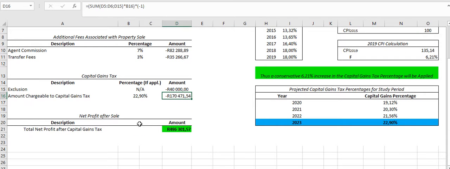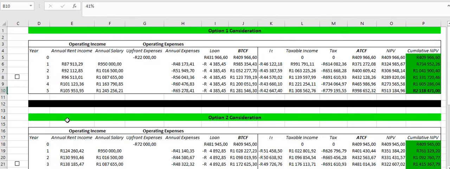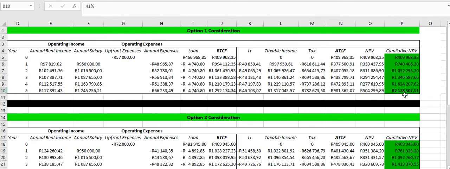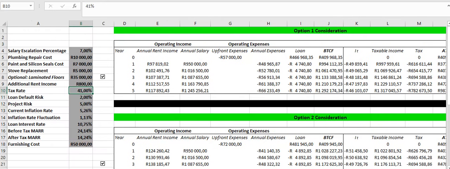With laminated flooring as an add-on, a net present value of 2,128,507 Rand and 51 cents was therefore realized.